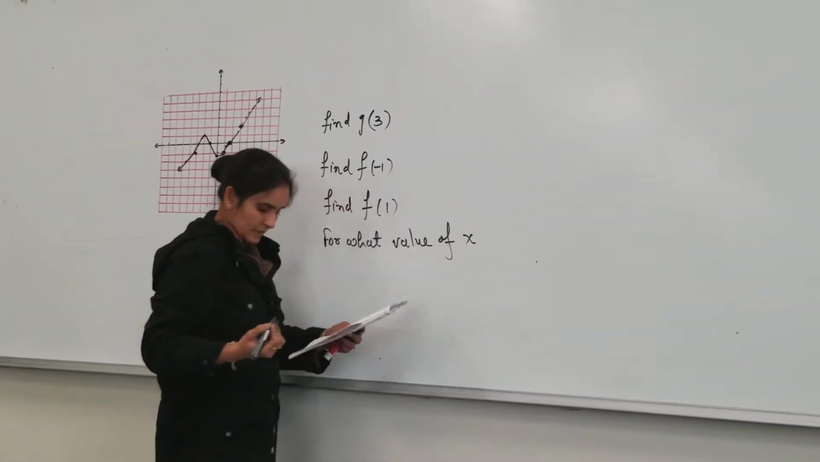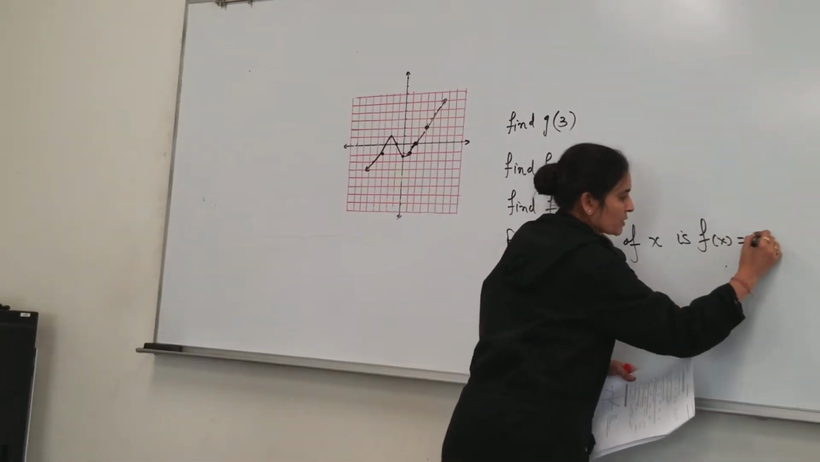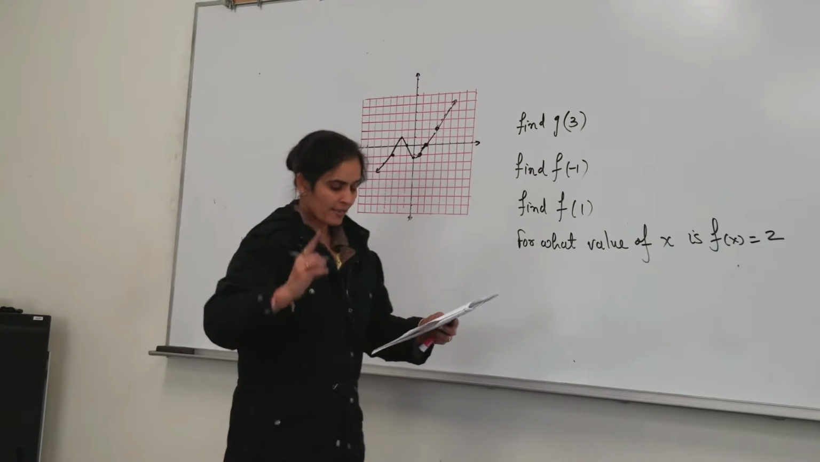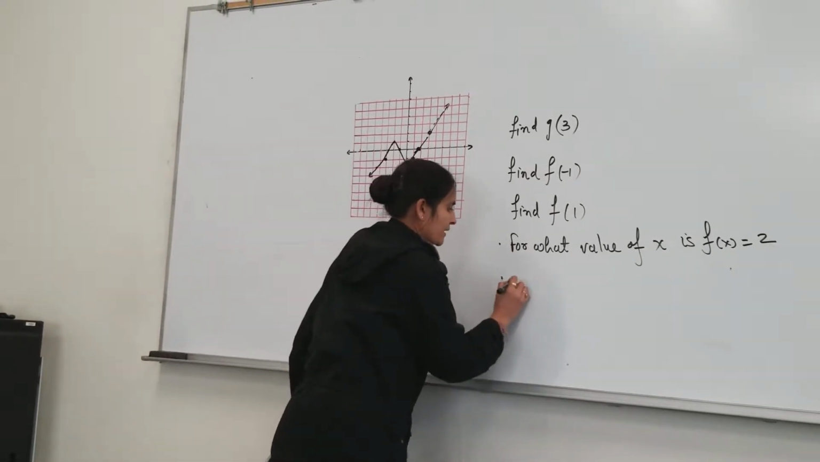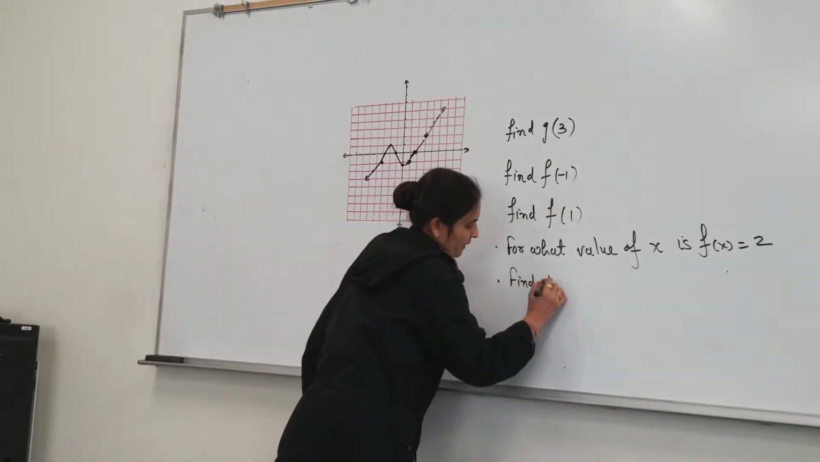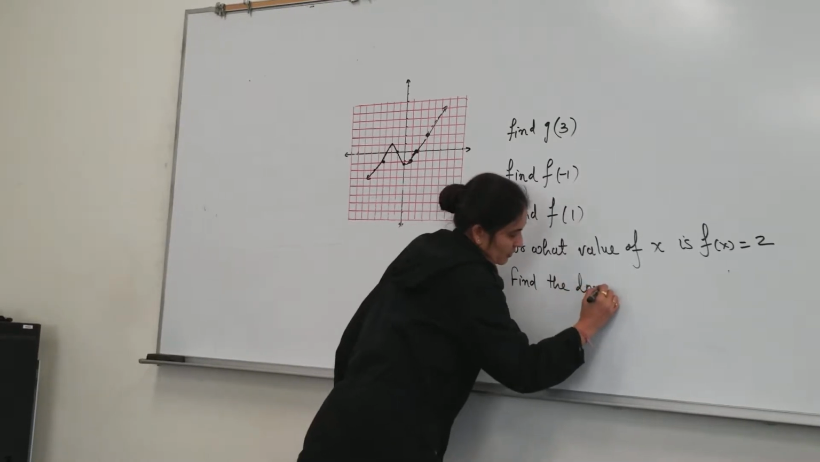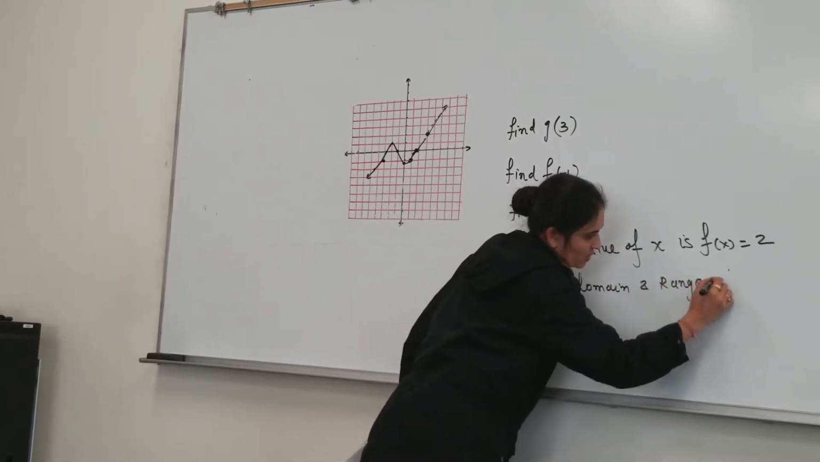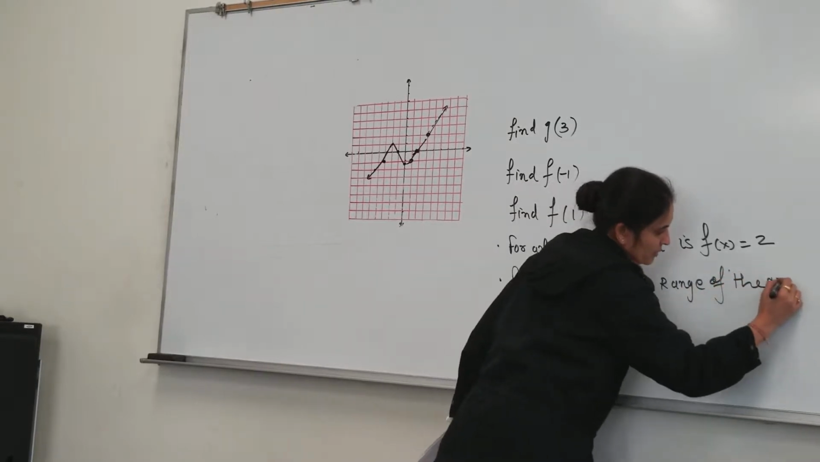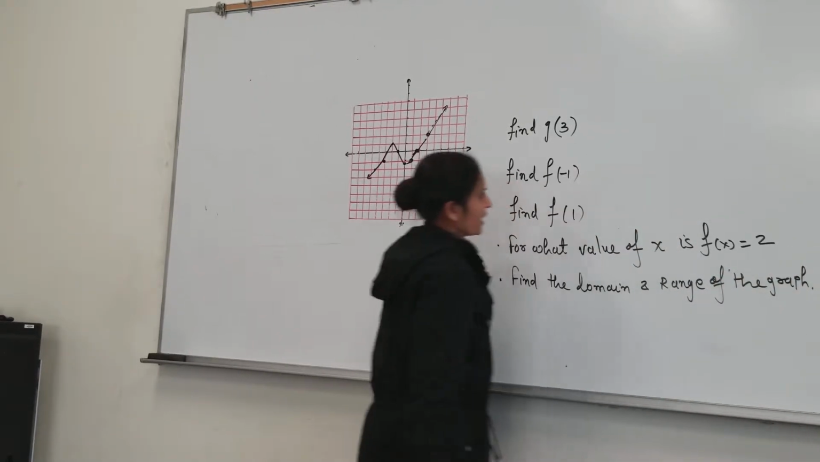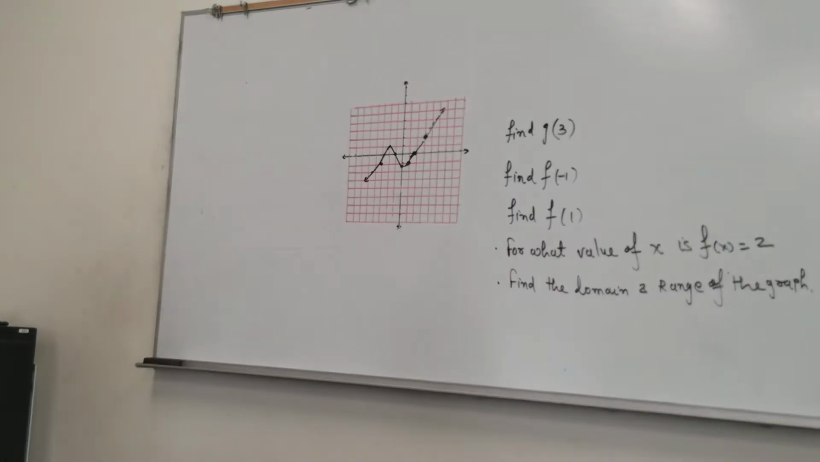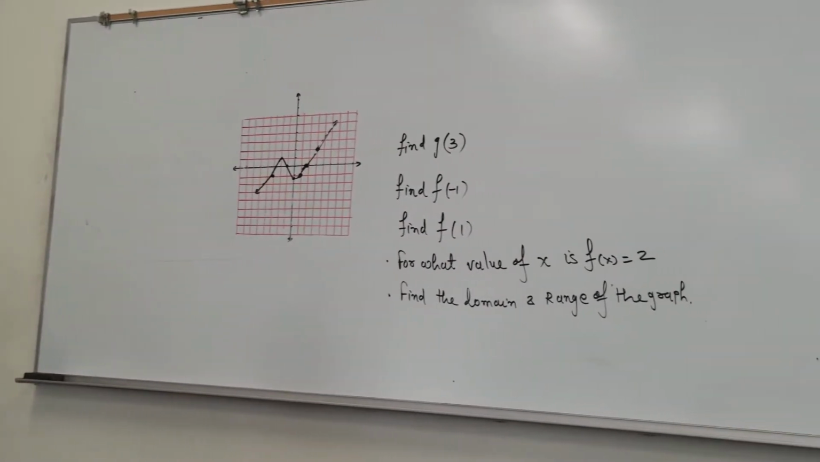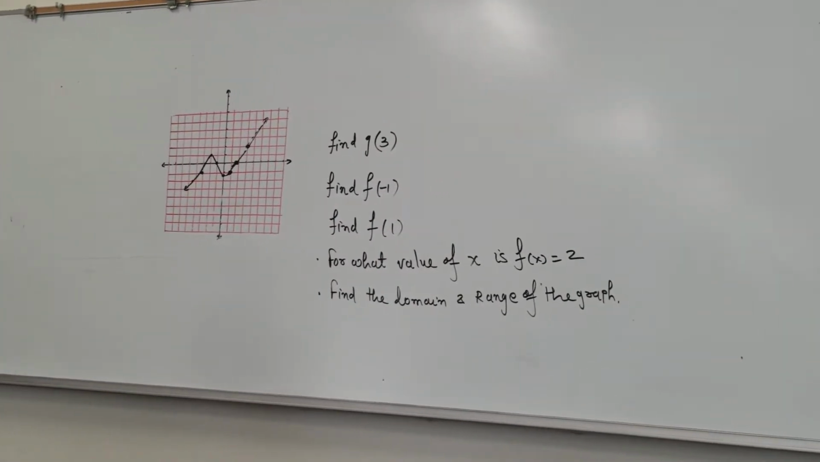Of x is f of x equals 2. In the last part, find the domain and range of the function. Find the domain and range of the graph. So here, everybody, in order for us to do it, what we have to do is label the ordered pairs, okay? That's the best way to go.